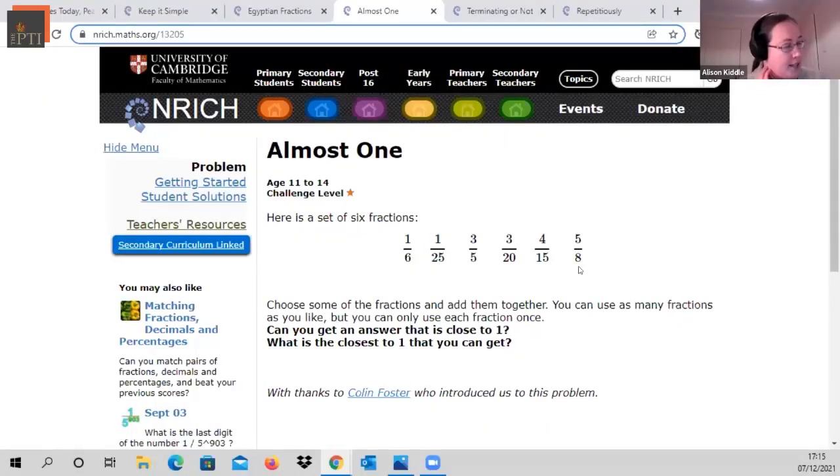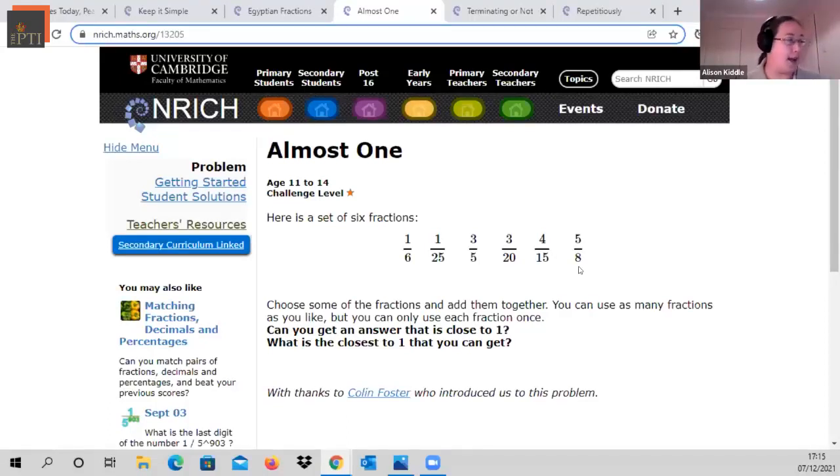But a problem like this shows the benefit of being able to move fluently between fractions, decimals, and percentages, because you get a different sense of how to do this if you're working in fractions, or if you're working in decimals, or if you're working in percentages.